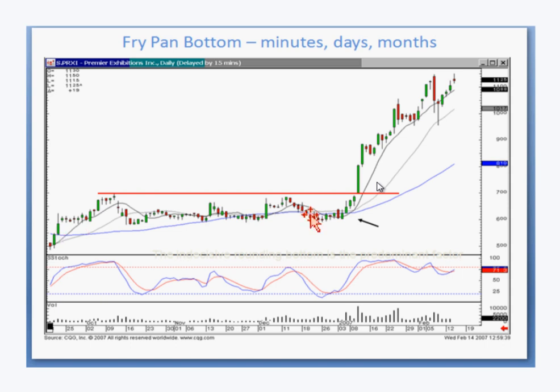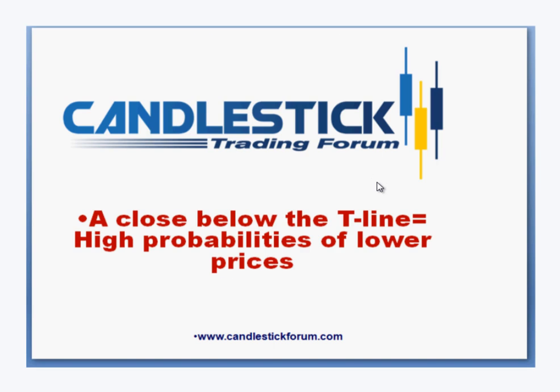So we're looking for patterns using the candlestick signals for the breakouts. We know what should happen coming out of a fry pan bottom, a very strong price move. We also, again, add to our probabilities of being in the right trade that if we see a close below the T-line, the probabilities are higher that it's time to be out.